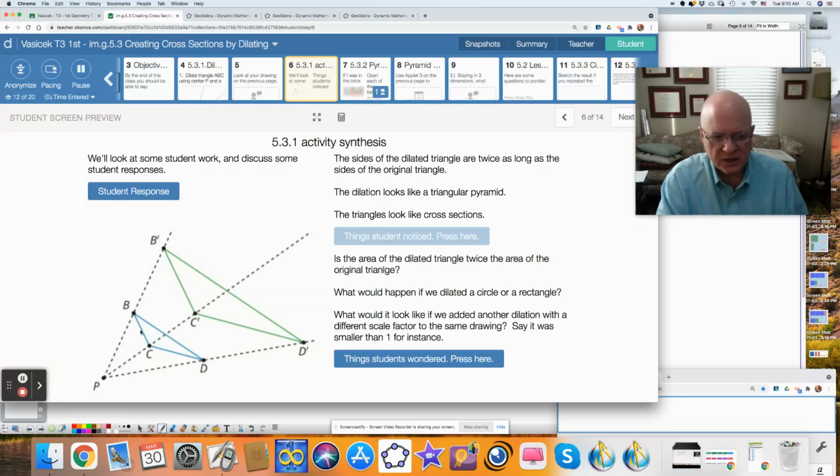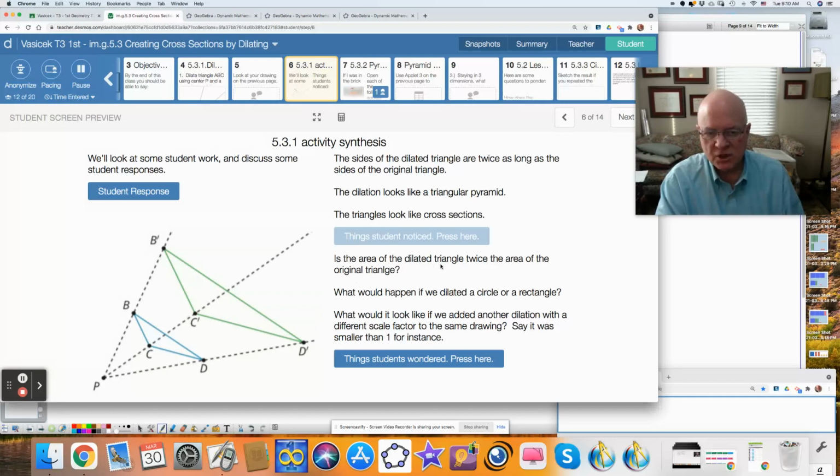This is my original. This is where it's done. Notice I go twice as far from the point of dilation for each of these points because it's a scale factor of 2, getting larger. And this looks like it's twice as long. This dilation looks like a triangular pyramid. Yeah, it looks like a pyramid if I do all the dilations together. And the triangles look like cross sections of that pyramid.